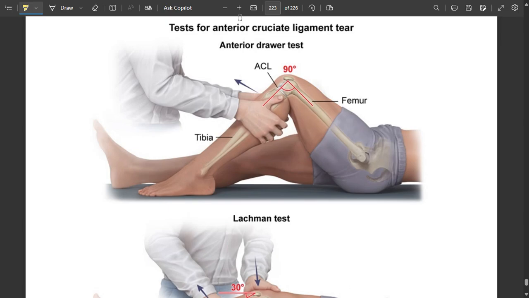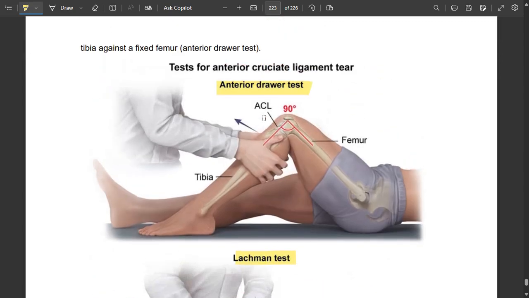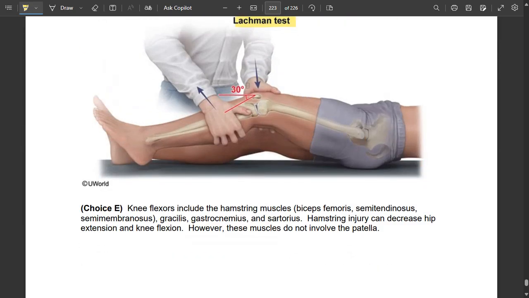The Lachman test can also be done in the case of an ACL tear.